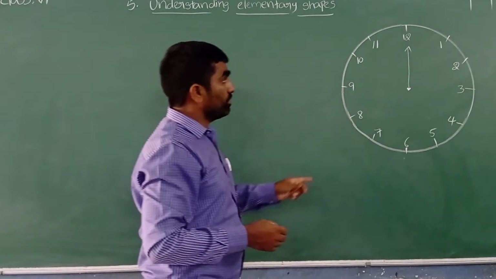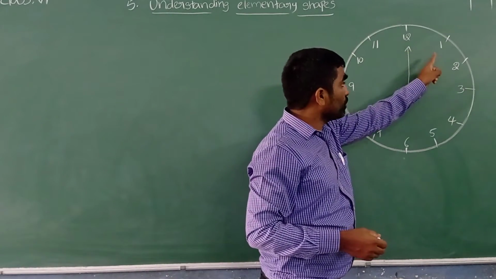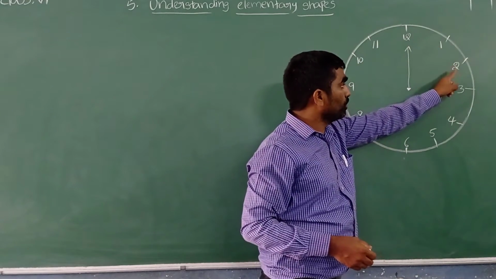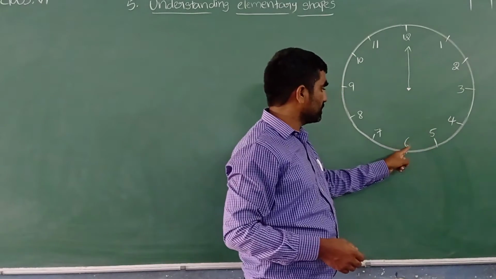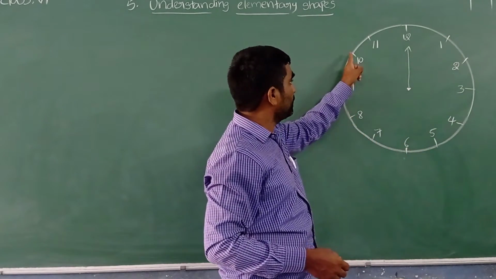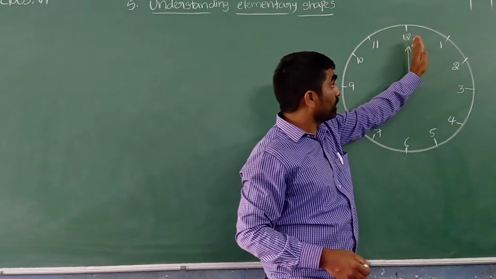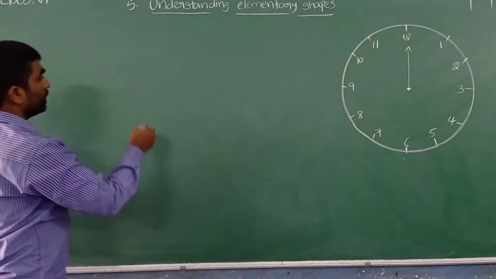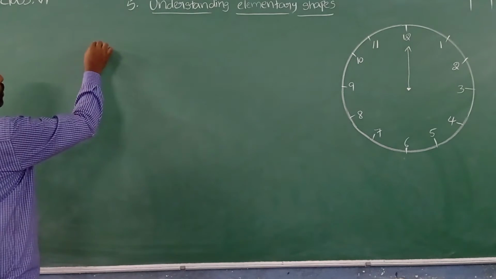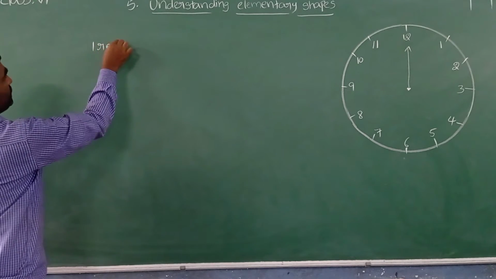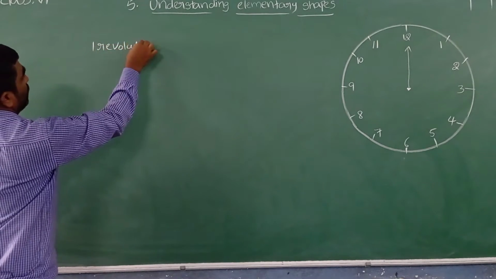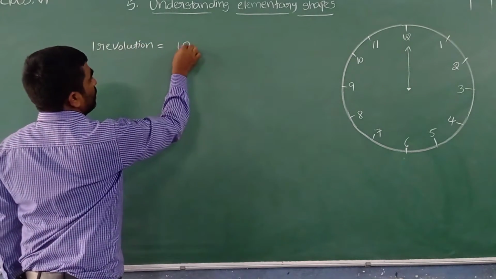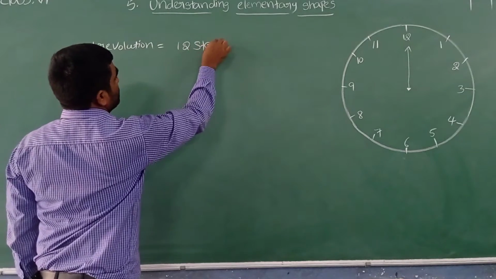Now in that one revolution, how many steps does this minute hand complete? You can see one step, 2, 3, 4, 5, 6, 7, 8, 9, 10, 11, 12. So in one complete revolution, it covers 12 steps. So one revolution is equal to 12 steps.